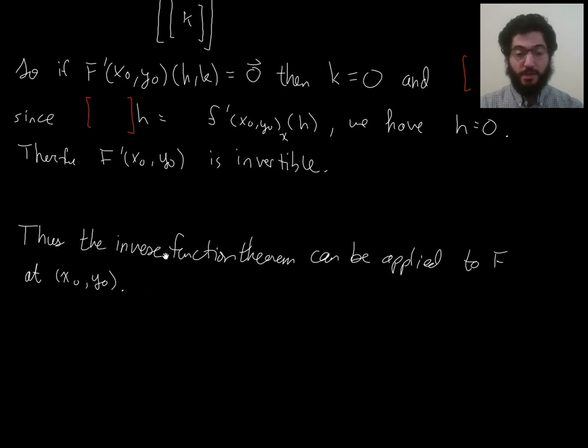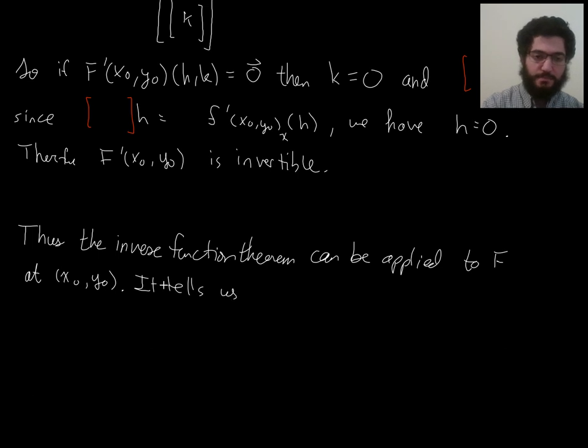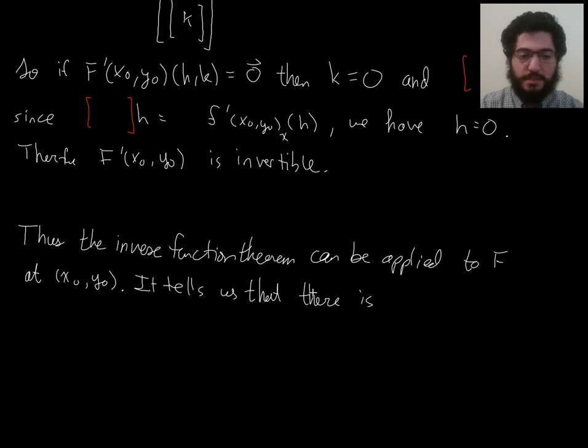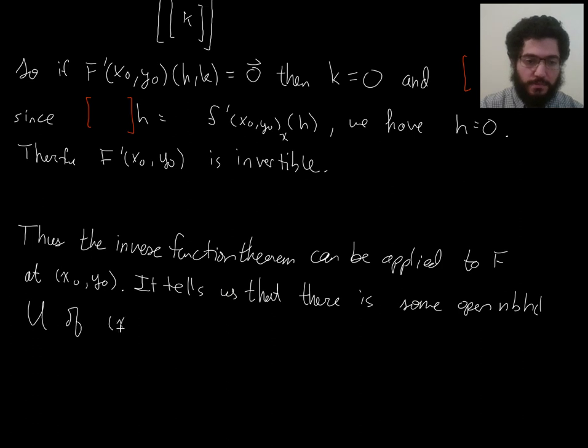So now we can finally apply the inverse function theorem to capital F at x0, y0. And it tells us that there is some open neighborhood of x0, y0, let's call it U, such that, and then it tells us three things, right?